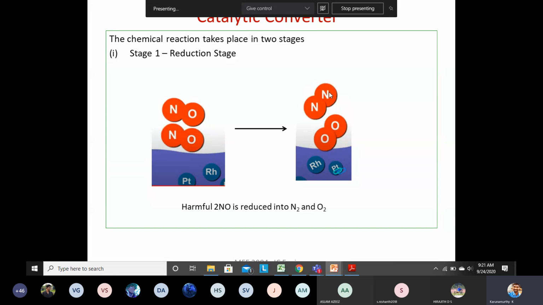So the harmful NOx, or the harmful oxides of nitrogen, is reduced during this reaction, and we are going to get unharmful nitrogen and oxygen. So that is going to leave through the exhaust, right, after it comes out from the catalytic converter.